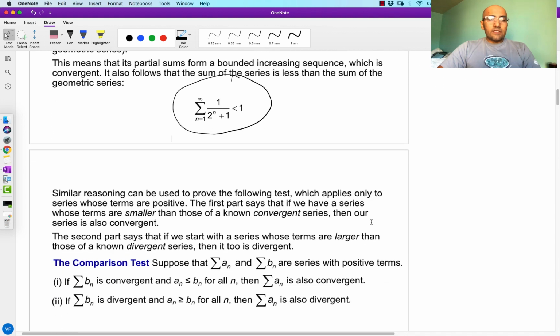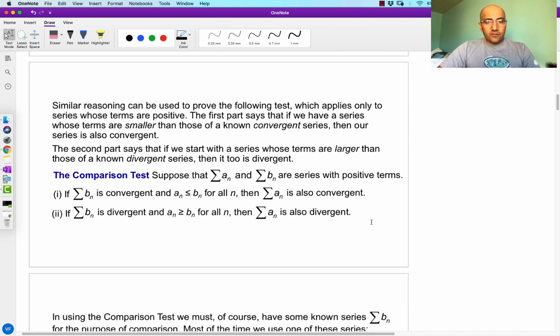Okay. Similar reasoning can be used to prove the following test, which applies only to series whose terms are positive. The first part says that if we have a series whose terms are smaller than those of a known convergent series, then our series also is convergent. And the second part says that if we start with a series whose terms are larger than those of a known divergent series, then it too is divergent, right?